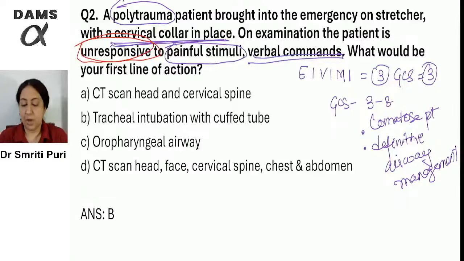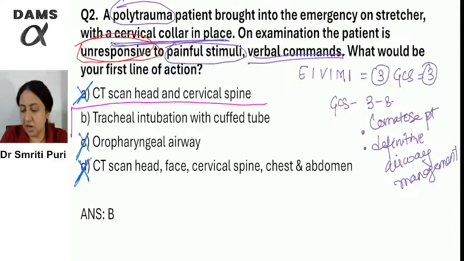So now let's see the options one by one. A. CT scan, head and cervical spine. This is not the first line of management. Once the patient is stabilized, yes, you have to do this. B. Tracheal intubation with cuffed tube. Yes, this can be done. C. Oropharyngeal airway. So even this is ruled out. I just now told you the patient will require a definitive airway, and the oropharyngeal airway is not a definitive airway. Option D. CT scan, head, face, cervical spine, chest and abdomen. This has to be done, but later, after the patient's airway is secure. So the correct answer is tracheal intubation with cuffed tube.